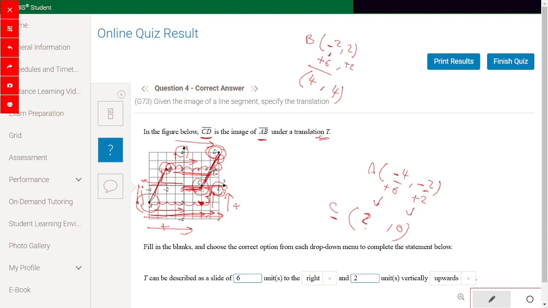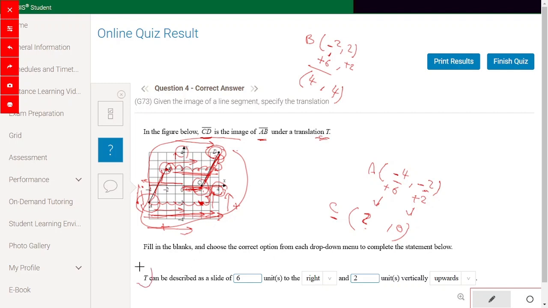So I hope now that you understand how to make the translation of points and lines. Now let's answer the question. Fill in the blank and choose the correct option from each drop-down menu to complete the statement below.